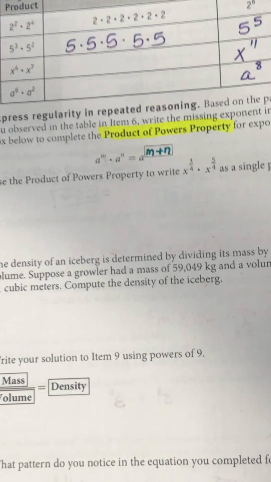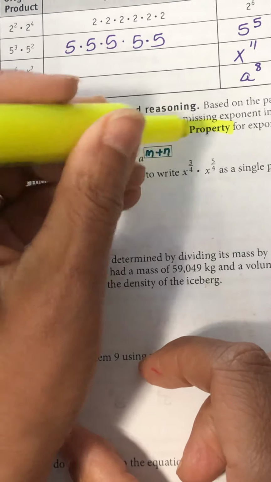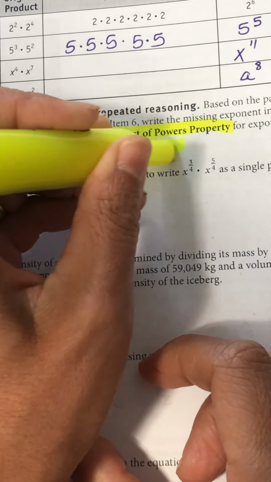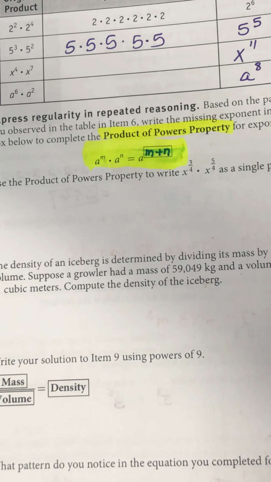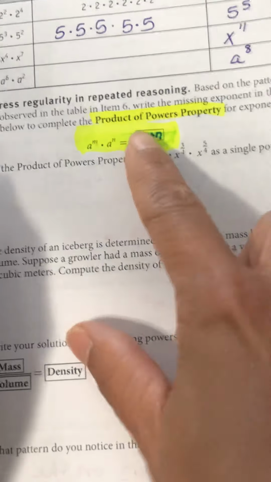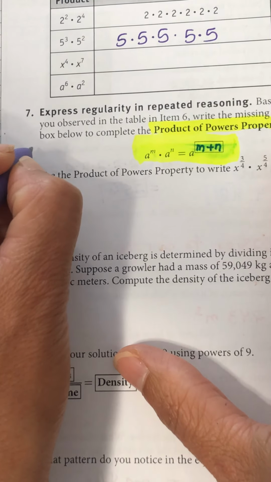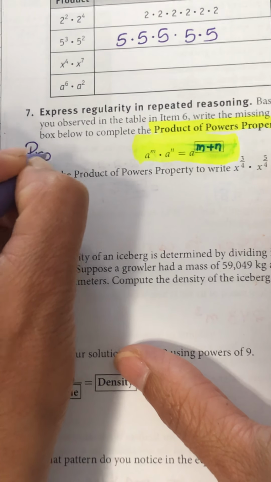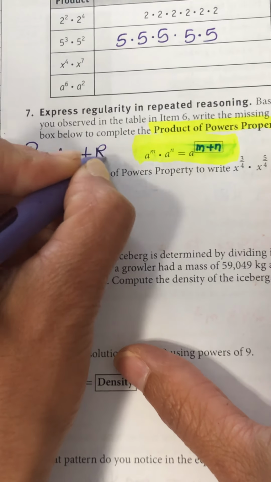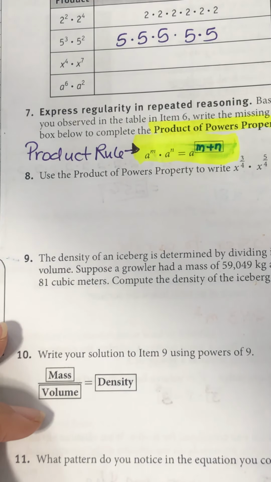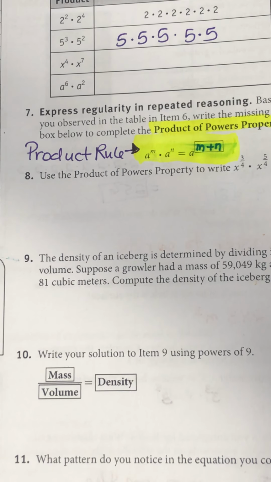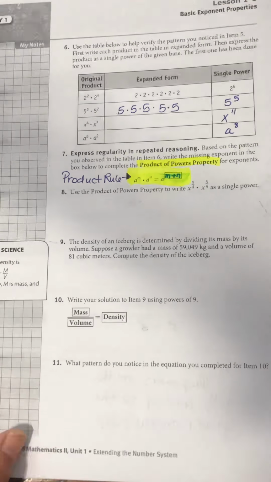Okay, and I'm going to highlight that also. The ink smudged a little bit, but that's okay. And a common name for this property, I know it says product of powers property up here, but when I learned it, it was called product rule. So that's what I'm going to call it. So you're going to hear me use the name product rule on stuff like that. Okay, because that's how I learned it. So of course that's going to be how I teach it, because that's what makes sense to me.